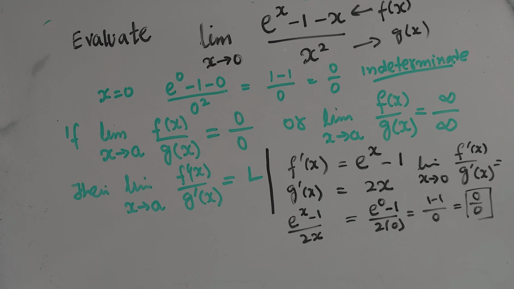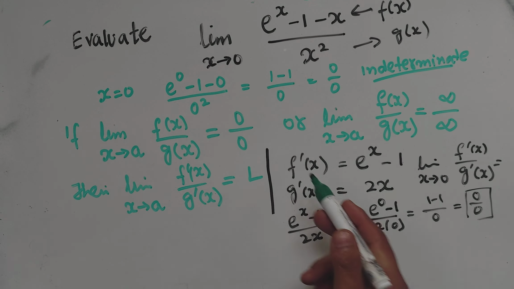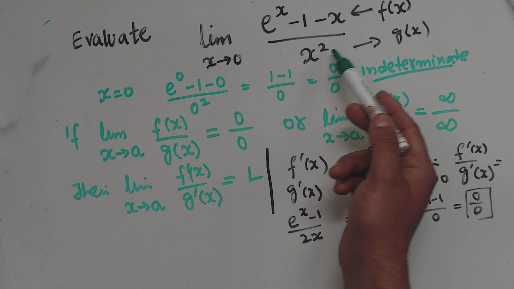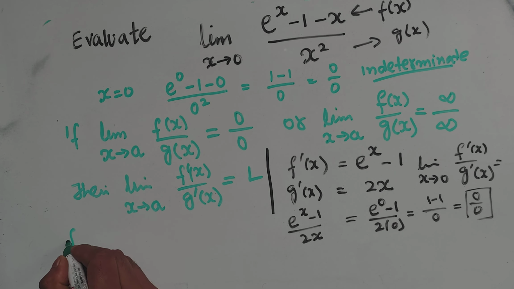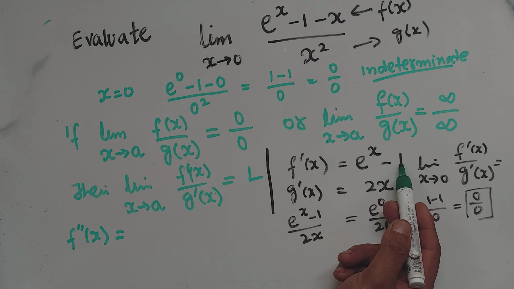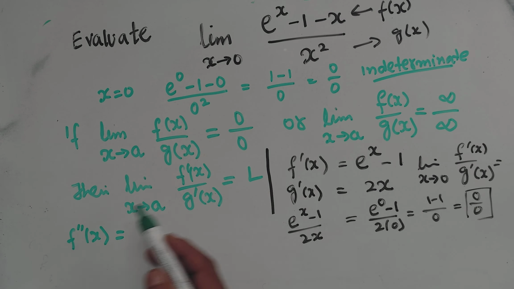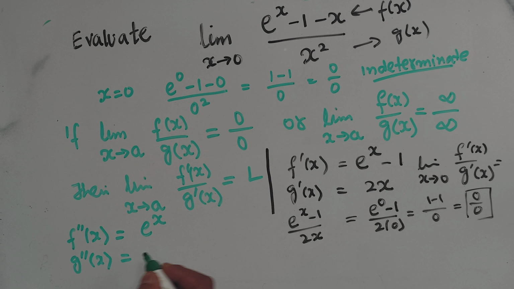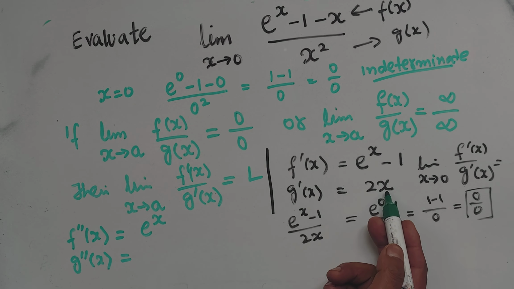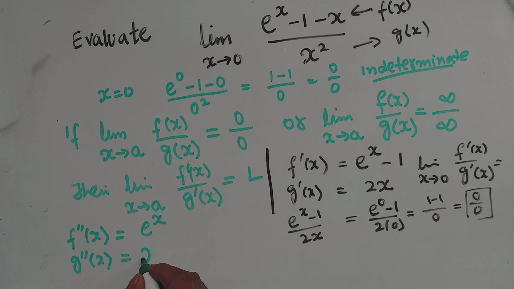So what will we do? We again differentiate this function. So we take the second derivative. Here we take f double prime x. So the derivative of this function will give us the second derivative. The derivative of e^x is e^x. The derivative of a constant is 0. Likewise, we take g double prime x. The derivative of this function again with respect to x, the derivative of x is 1, so we are left with 2. Now let us evaluate it.